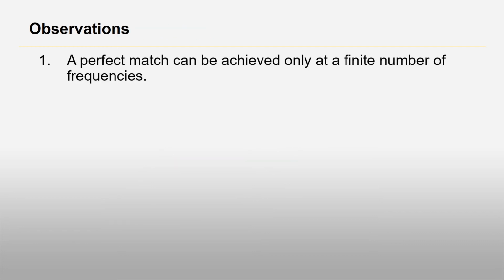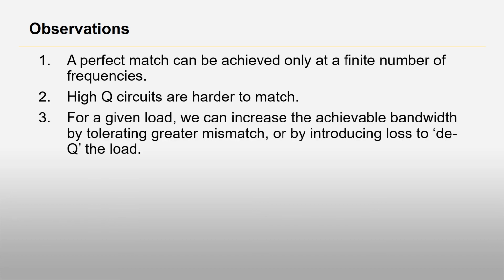Some observations regarding this criterion are: a perfect match can be achieved only at a finite number of frequencies, discrete frequency points. Secondly, high Q circuits are harder to match. Third, for a given load, we can increase the achievable bandwidth by tolerating greater mismatch or by introducing loss to de-Q the load, to make the Q of the load effectively less.